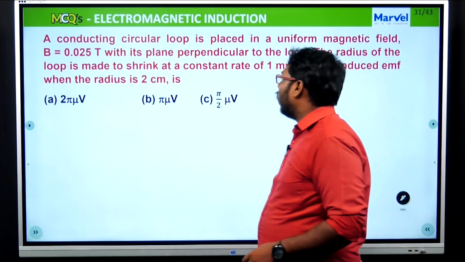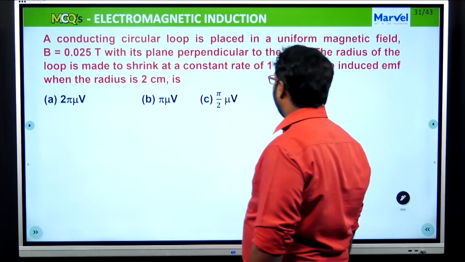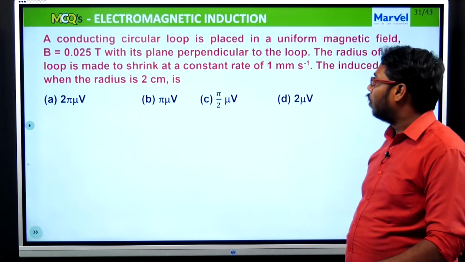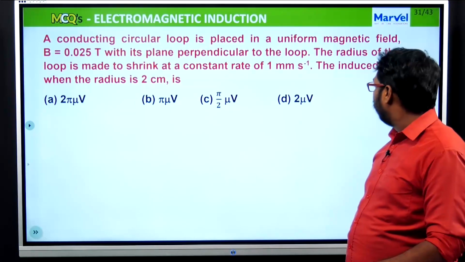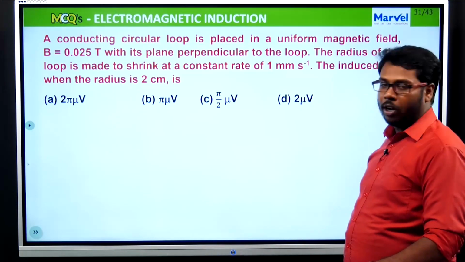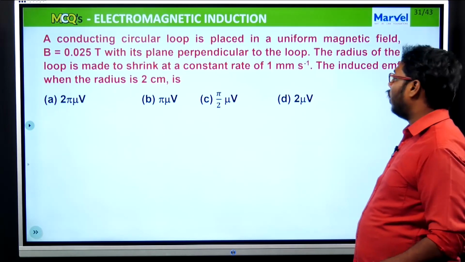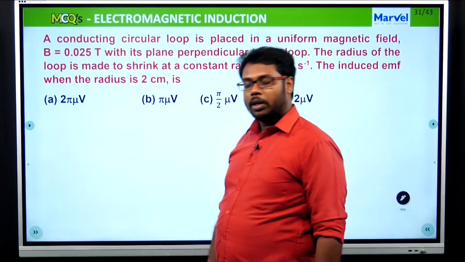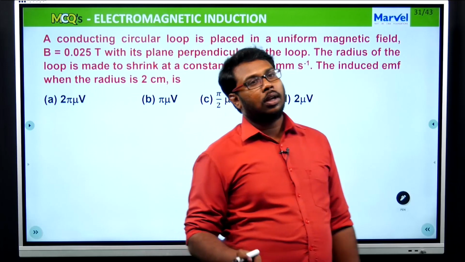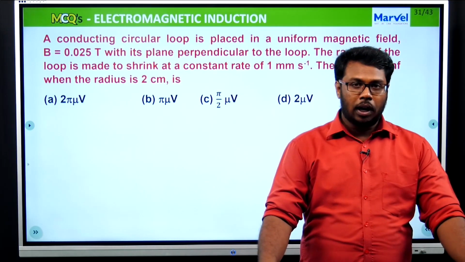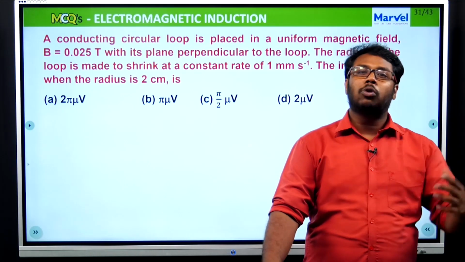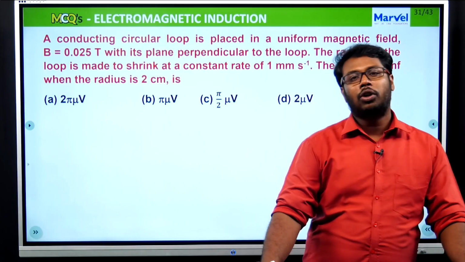The conducting circular loop is placed in a uniform magnetic field B = 0.025 Tesla, with its plane perpendicular to the field. The radius of the loop shrinks at a constant rate of 1 millimeter per second. Find the induced EMF when the radius is 2 centimeters. So here, as the radius of the loop shrinks, an EMF gets induced in the loop, and we are supposed to find the amount of EMF that is going to be induced.